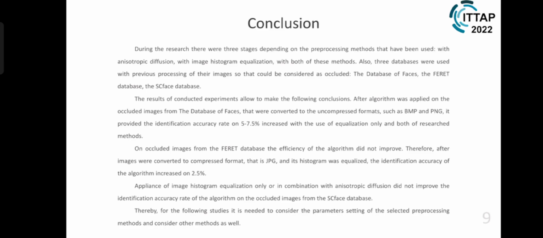The results of the conducted experiments allowed the following conclusions to be made. After the algorithm was applied on the occluded images from the database of faces that were converted to the uncompressed formats, the identification accuracy rate increased by 7.5% with the use of equalization only, in both research methods. On occluded images from the FERET database, the efficiency of the algorithm did not improve. However, after images were converted to the compressed format, that is JPG, and their histogram was equalized, the identification accuracy of the algorithm increased by 2.5%.